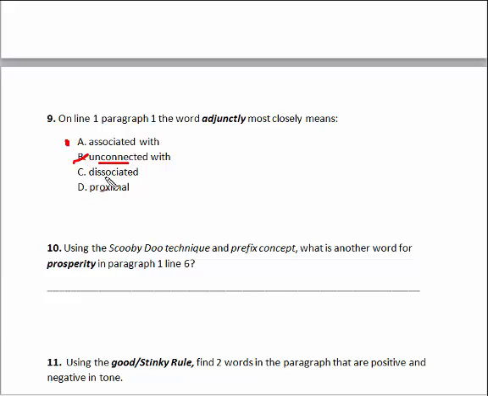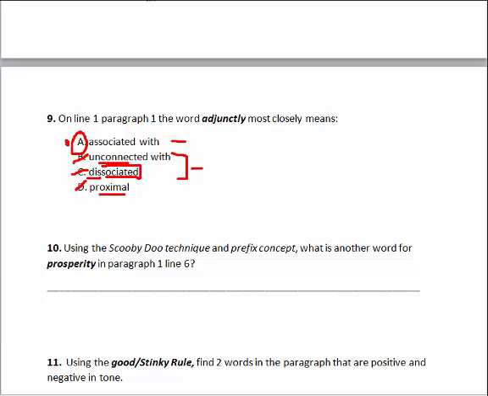Disassociated. The root word is associated. That means a connection. And then when you put the prefix dis on it, it means to go against. So disassociated means you're not connected. That is opposite of what we were looking for. Both of those are wrong. And proximal is totally off topic. We can cross that out right away. A is the better answer choice. When you have a pet and a person, they're going to have an association or some kind of relationship connection. 9, A is the correct answer.